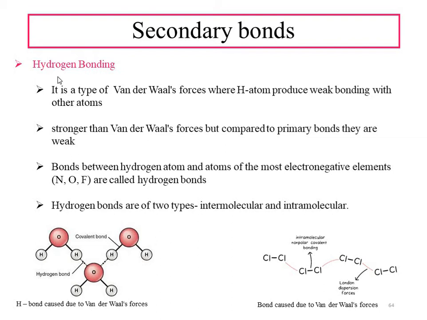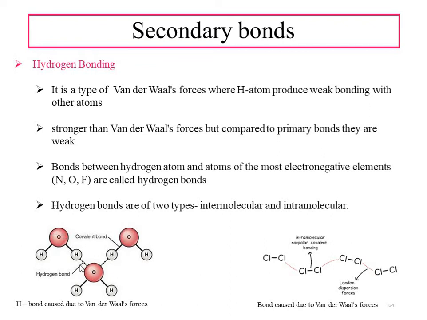We cannot call it another kind of secondary bond. It is a different type of van der Waals forces. For the present condition, we are just considering it as a separate bonding. It's a special type of van der Waals force where a hydrogen atom produces a weak bond with other atoms, wherever a hydrogen atom creates a bond with another electronegative atom of some other molecule.